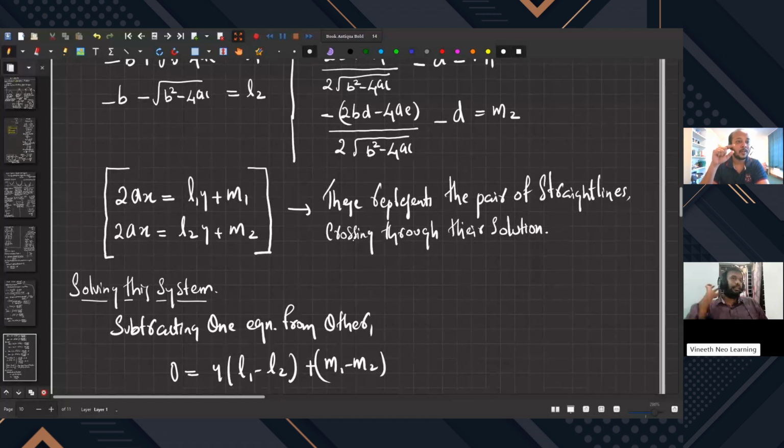That's x naught. So we already found y naught, and from simple reasoning we found x naught also. That's absolutely correct.